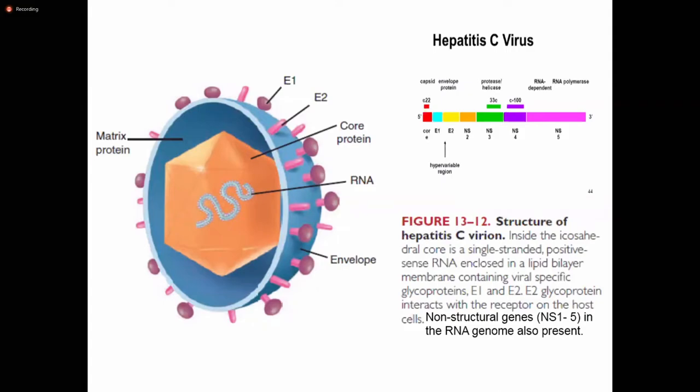The virus structure is this one: single-stranded RNA. This is the core protein here, and this is the envelope. Now, the envelope has certain antigens, E1 and E2. This is the envelope, the blue one. And these can be used as receptors to catch the host cells, to enter the host cells, through these glycoproteins.